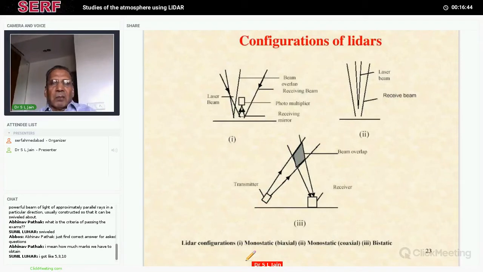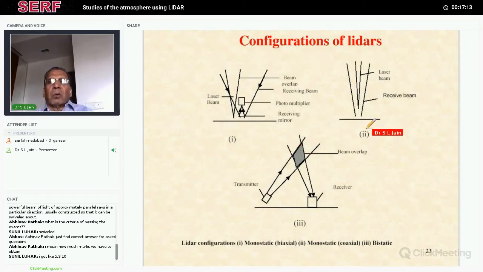One is monostatic but biaxial, meaning the transmitter and receiver are located at the same place, but they are not coaxial. They are different, but there is an overlapping area here. So the backscattering from this overlapping area will be detected and go to your acquisition system. Then you have monostatic, again sitting at the same place but coaxial. It was biaxial, it is coaxial.